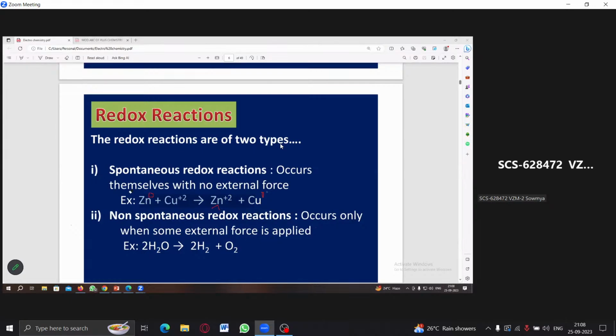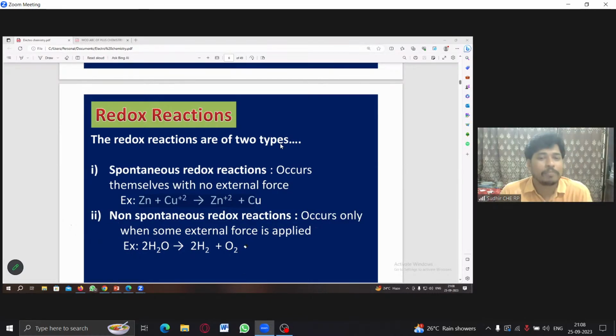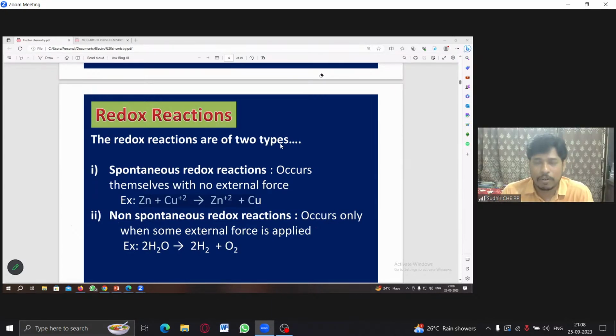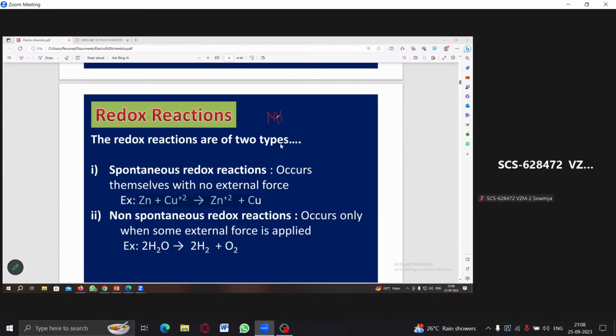Sir, can you give one more example for a non-spontaneous redox reaction? Okay. You can take the decomposition of ammonia. These are routine examples I'm giving you. Decomposition of ammonia. What is the chemical formula of ammonia? It is NH3.